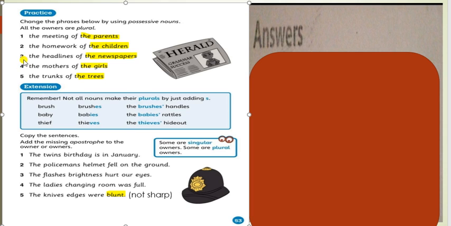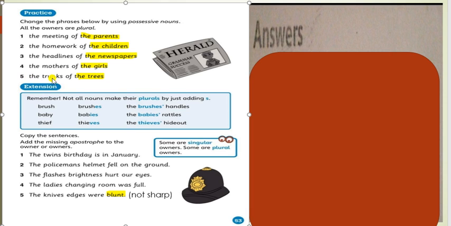And the third one, number 3, the headlines of the newspapers. The word newspapers is also a plural noun with s. So it will be the newspapers' headlines, and we put the apostrophe after the s. Very good. Number 4, here we have the mothers of the girls. The girls are the owners. The word girls is a plural noun with s, so we put the apostrophe after the s. It will be the girls' mothers.